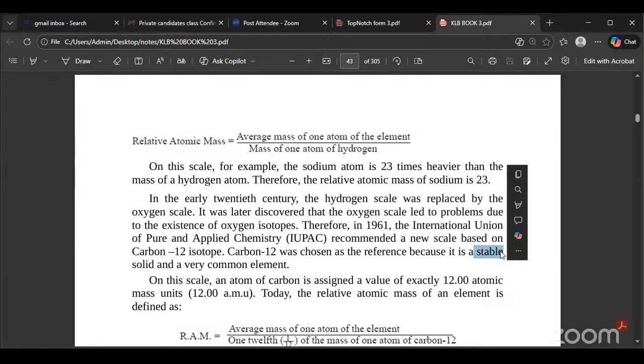Hata kwa calculations huko carbon, nilikuwa naandika kweli C is equal to 12. It is not C is equal to 14, because C14 is very unstable. So the reason number one, it is very stable. Reason number two, it is a very common element.